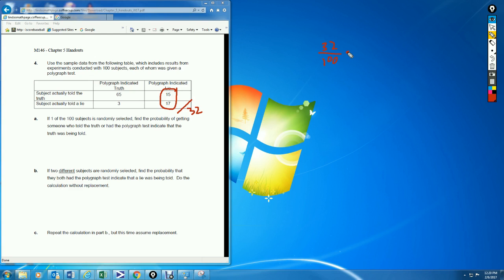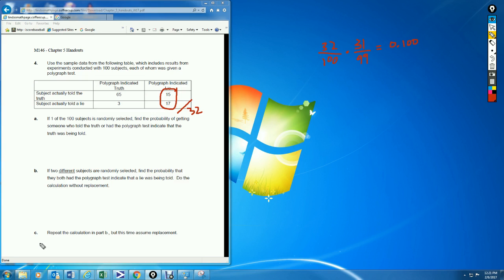And then I want 2 different people, which implies without replacement. So I got the first person, I'm going to set them aside. What's the probability that I get another? Well, now there's only 31 of them left in there, and there's only 99 total people left in the bag. So if you multiply all that out to 3 significant figures, I've got 0.100.